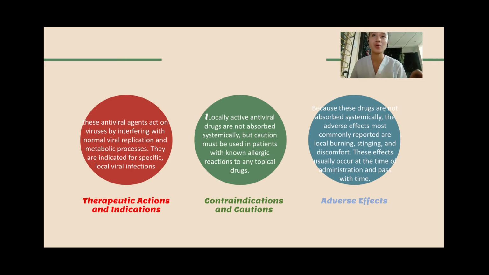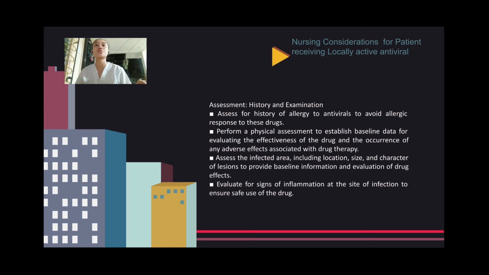Next, we have the adverse effects. Because these drugs are not absorbed systemically, the adverse effects most commonly reported are local burning, stinging, and discomfort. This effect usually occurs at the time of administration and passes with time. So for example, take genital herpes. Genital herpes can cause pain, itching, and sores in your genital area, but you may have no signs or symptoms, and if you are infected, you can be contagious even if you have no visible sores.